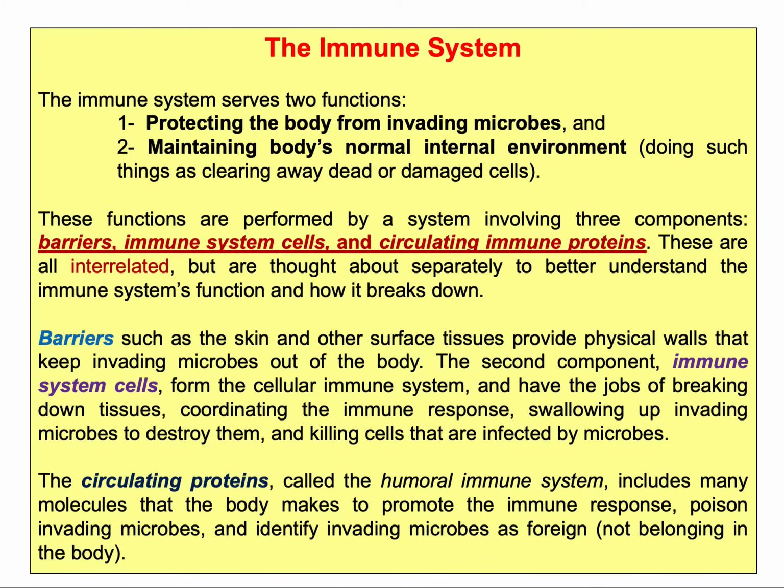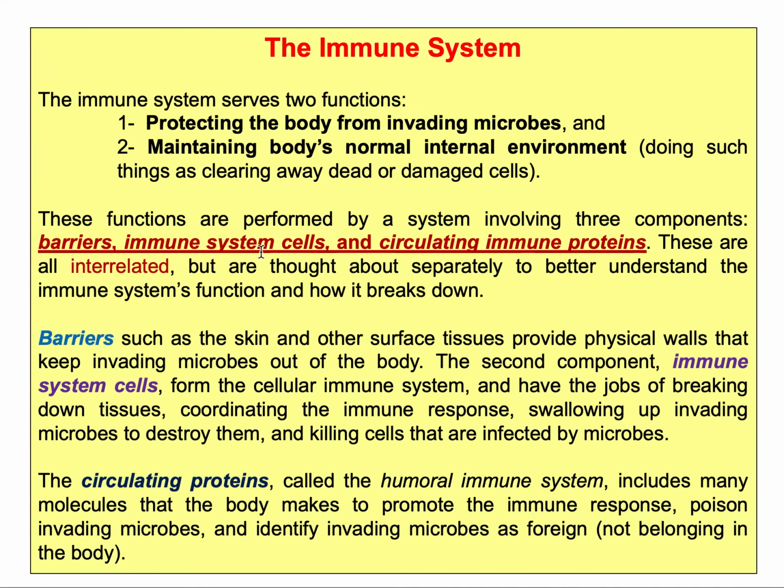These functions are performed by a system involving three components, and we need to memorize those. So we have barriers like skin. We have immune system cells like B cells and T cells, and we have the circulating immune proteins, just like antibodies, right? So we have these three components that make up our immune system, and they are all interrelated. The barriers like skin communicate with the immune cells, the T cells and the B cells, and the T cells and the B cells help in creating antibodies, and the antibodies affect how cells interact and how cells are created and function.